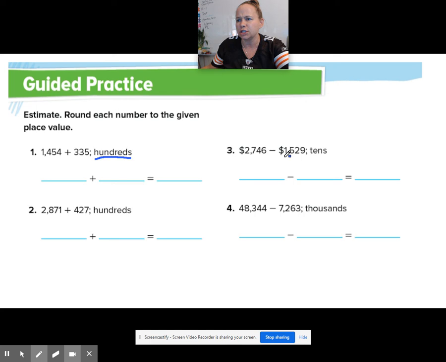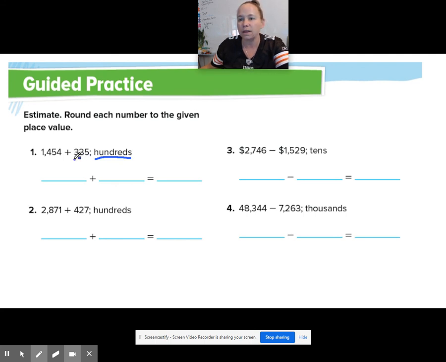So I feel like we did these two already. I feel like we did all these actually. We did do all these already. Oh my goodness. So we round this to the hundreds. Let's just do one more just to be sure we're ready. We'll just do number 1.